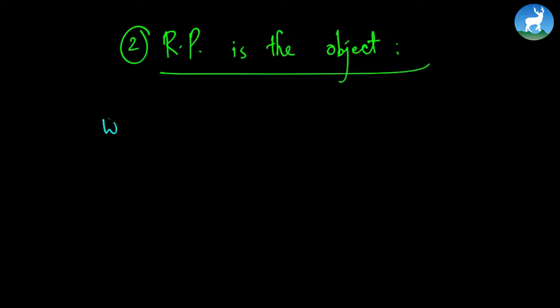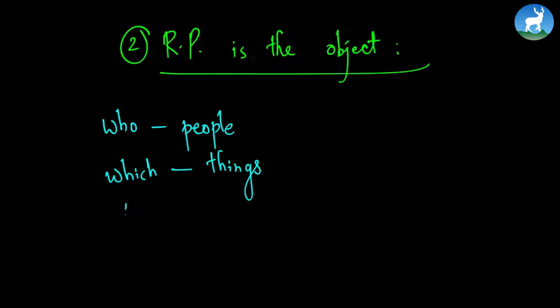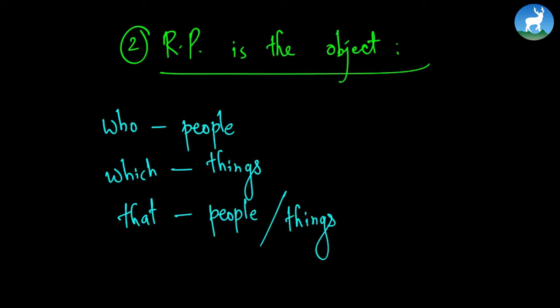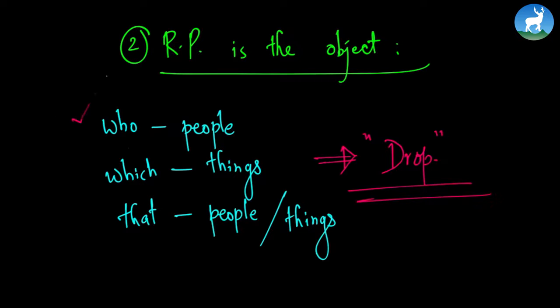So what are the different pronouns again? Who for people, which for animals, which for things, and that for again, people or things. There is something different when we are using the relative pronoun as the object. We can actually drop them. So it is not mandatory. It is not compulsory to use these relative pronouns. We can actually drop them. Let's see how this is done.